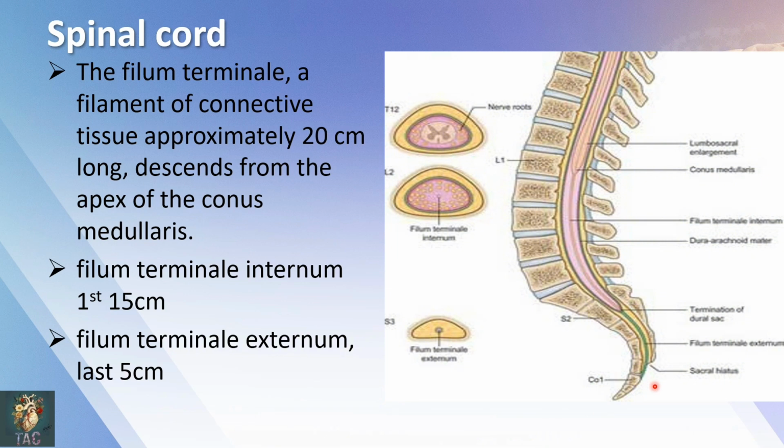So this is the 5 centimeters, the filum terminale externum, and this area is the 15 centimeters from the tip of the conus medullaris to the back of the S2 vertebra. This is the filum terminale internum.